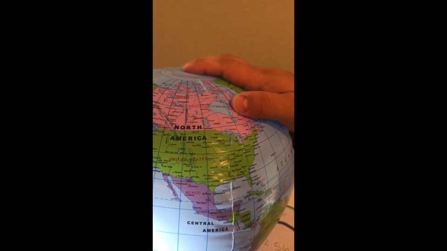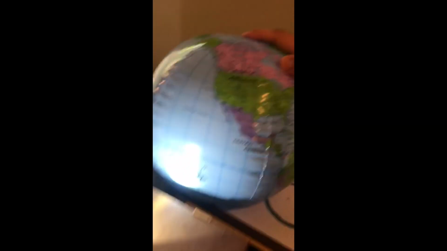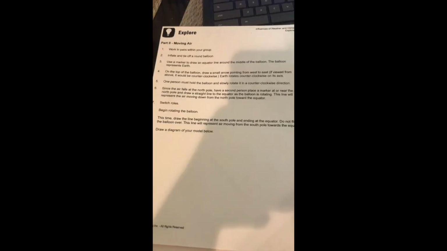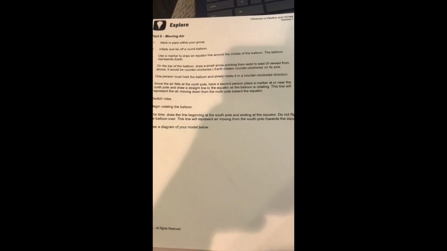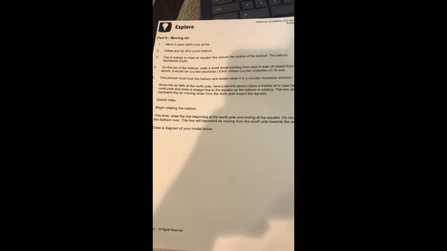So now, having done this part 1, you're going to go through and answer the questions in your assignment. So make sure to scroll to the part where there's questions and fill in each of those blanks. If questions come up as you're working, as always, make sure you're emailing Mr. Olson or I. So this is part 2 of the Explore 1 for influences of weather and climate.